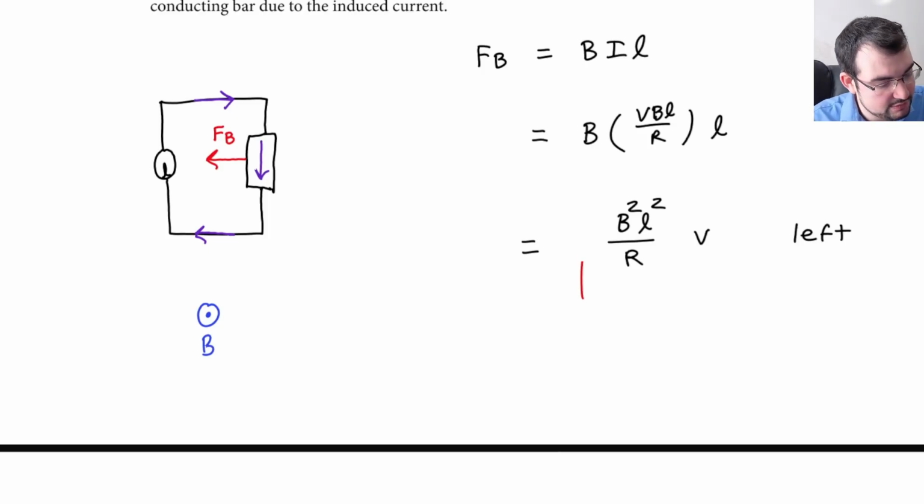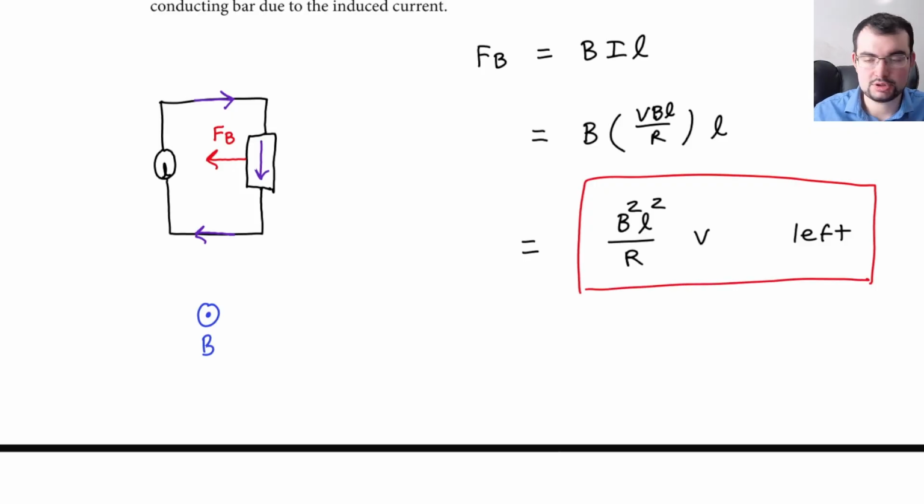I actually put the V out in front to show you that this is sort of a drag force. It's actually a force that's proportional to velocity, because the faster you pull, the more current you get, so the larger Bil you get. So actually, this is a drag force. If we were to let go, our bar would be slowed to a stop in a drag force style problem.